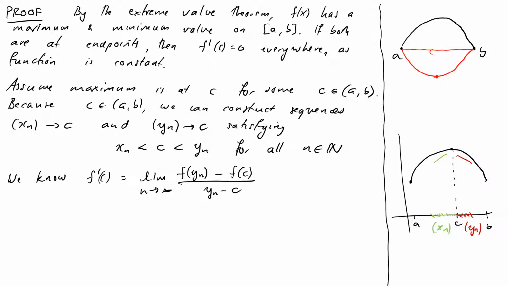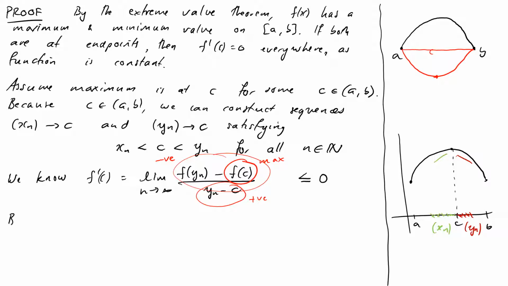Okay, now let's look at the sign of this thing. Remember, f of c is our maximum, which means this term overall is therefore got to be negative, because f of c is a maximum. And likewise, on the bottom here, this term is positive, because yn is to the right of c, so yn minus c is positive. And so this thing here has got to overall be less than or equal to 0.